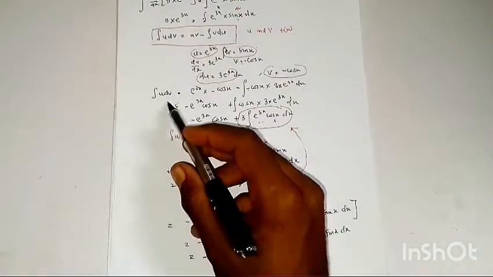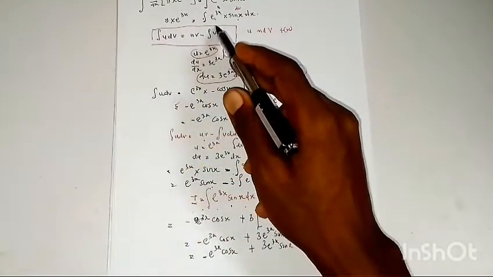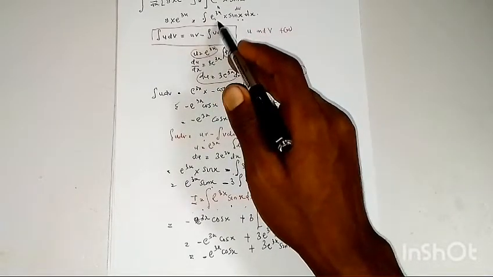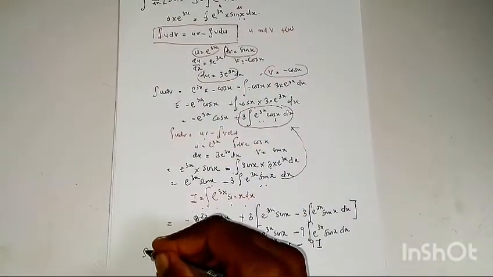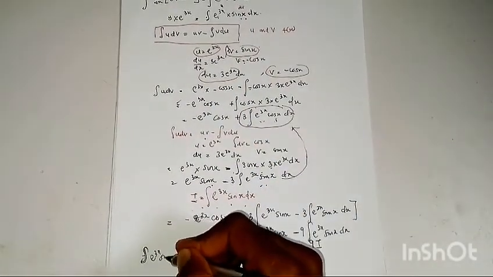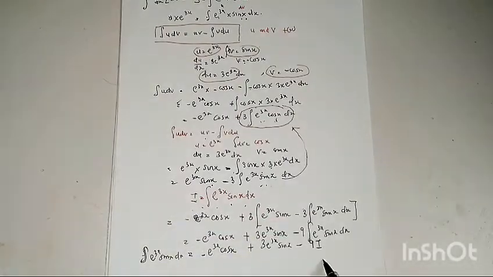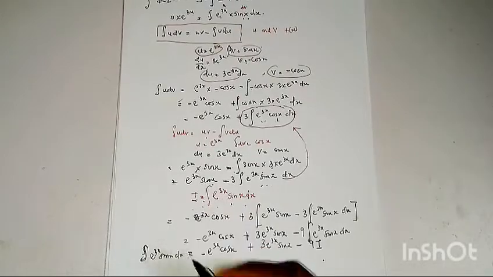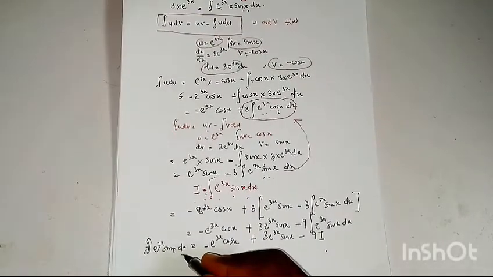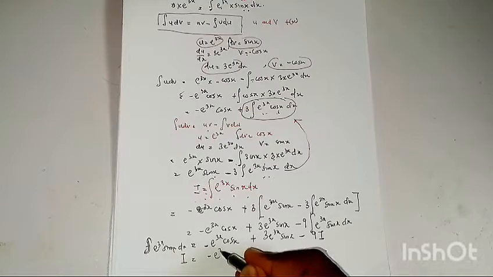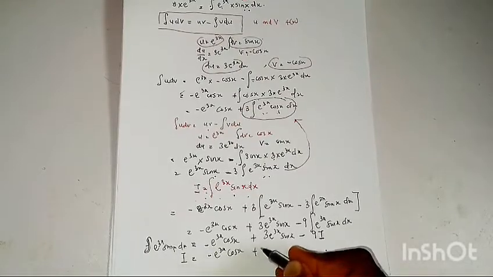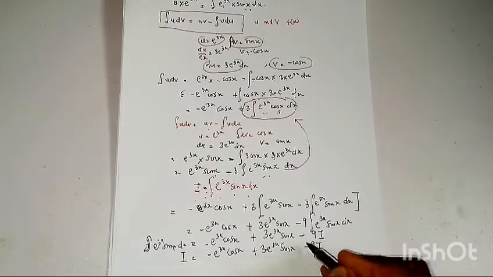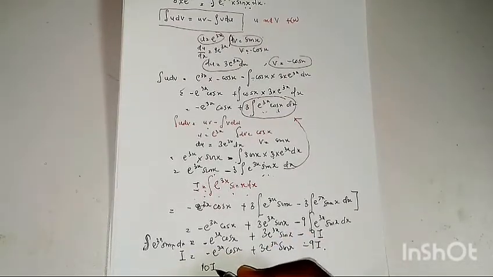Remember, we are integrating u dv, and we said u is exponential 3x and dv is sine x, which makes u dv exponential 3x sine x. So the integral of exponential 3x sine x dx will give me this. Replacing it with I, I is equal to minus exponential 3x cos x plus 3 exponential 3x sine x minus 9I. Taking this over to the left gives me 10I.